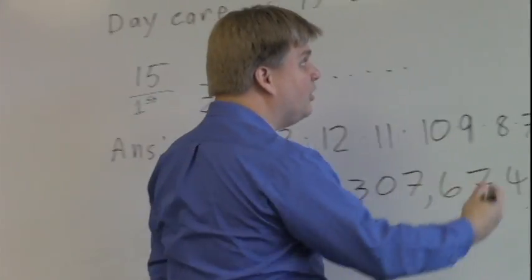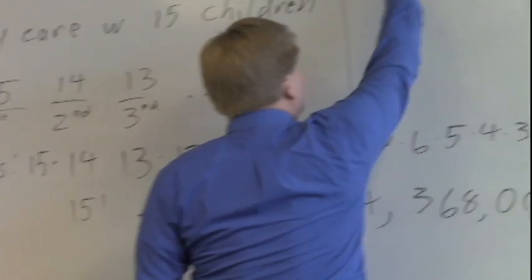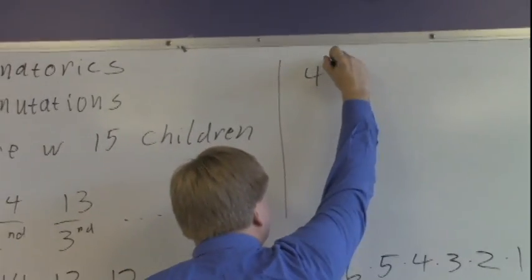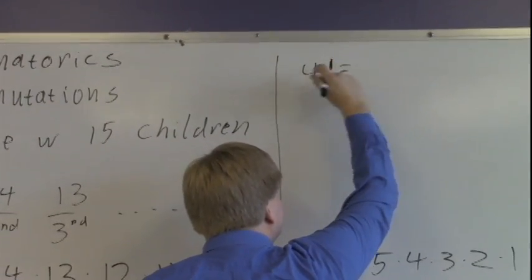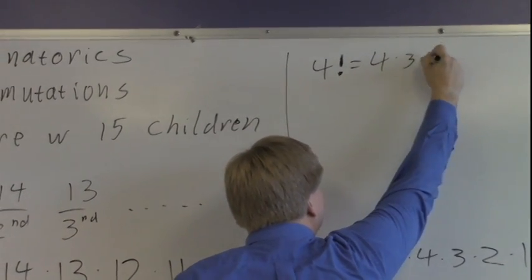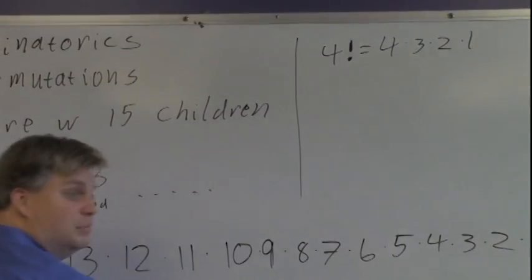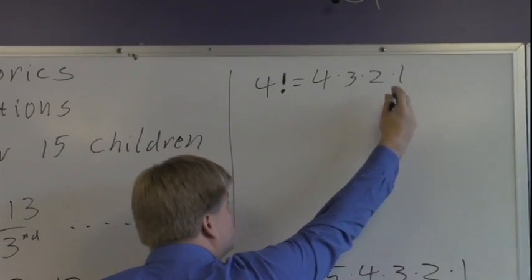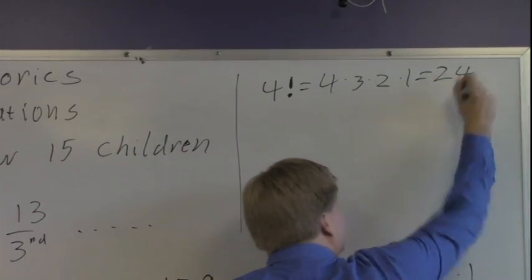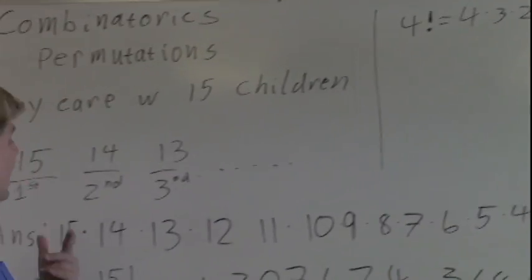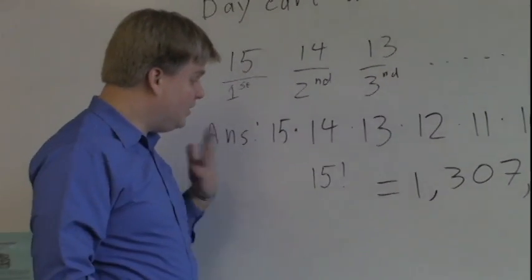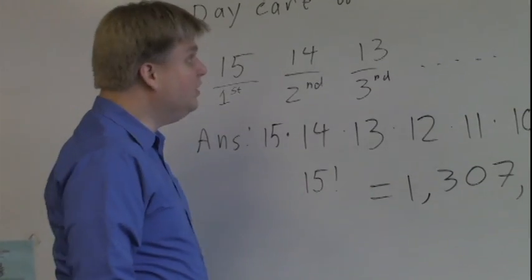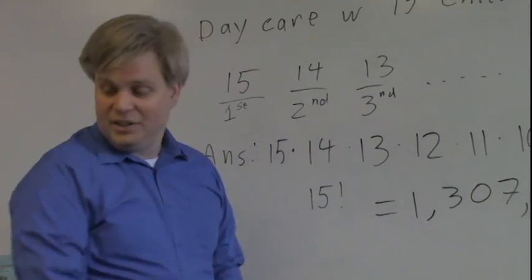So some smaller examples might be 4 factorial, which is 4 times 3 times 2 times 1. Now, I don't need to multiply by the 1. It won't change the value, but this is 6 times 4, 24. So that's much more manageable. But in this case, when we're lining up 15 kids, it's 15 factorial, which is this huge number.